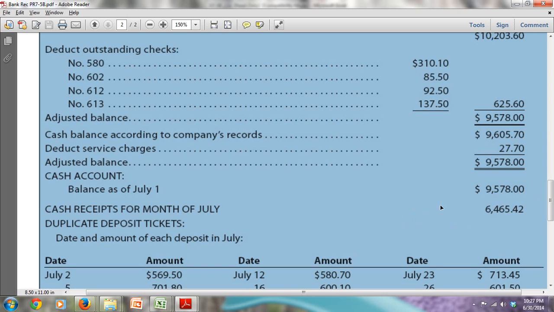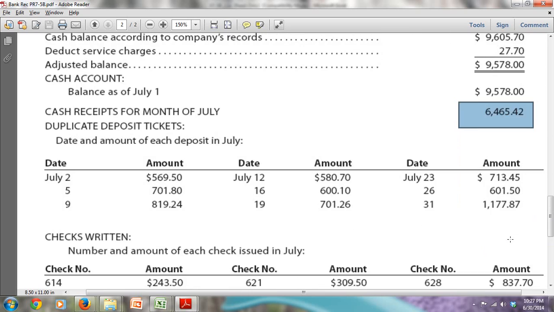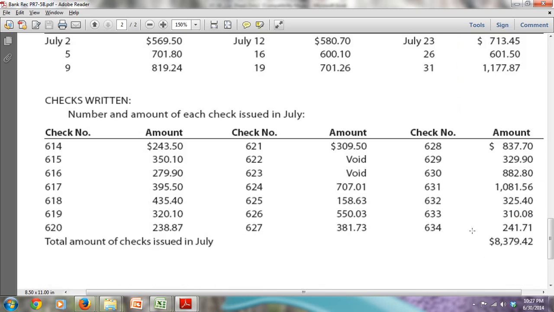We're going to add deposits, and those are given right here, the cash receipts for the month of July. And then we're going to subtract the checks written, so they give you the total checks written on the bottom there, 8379.42. So I don't have to keep flipping back and forth to remember those, I'm going to go ahead and write that down.